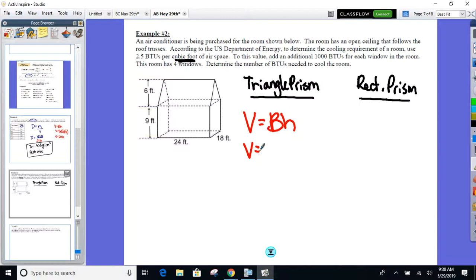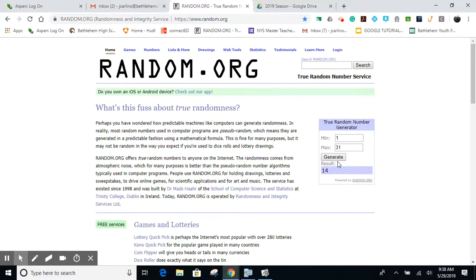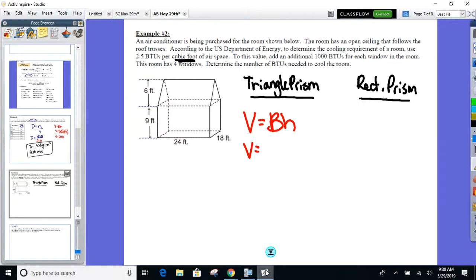What are you going to use to find big B then? Here you go, 14. What are you going to use to find big B? What formula? Okay, everyone ready? One half, keep going. Sorry to cut you off there, Caleb. Base times height. So everyone take one of these triangles right now.